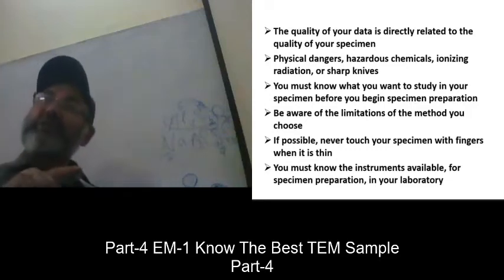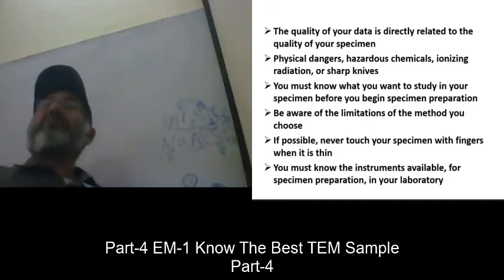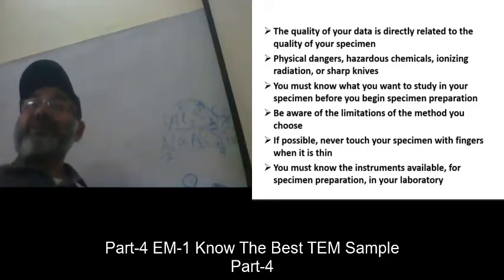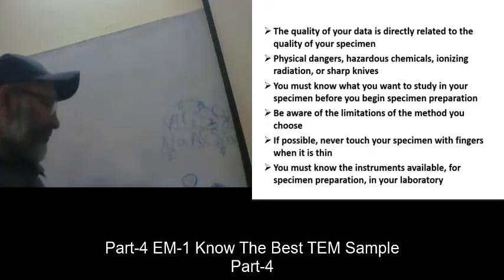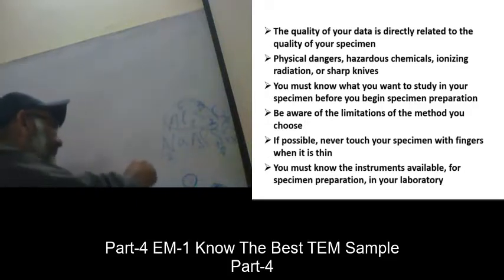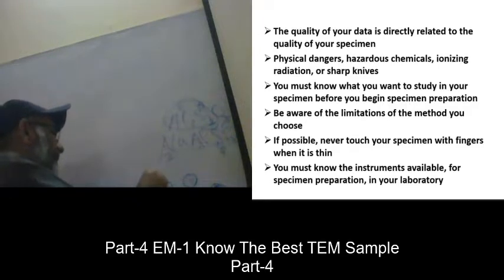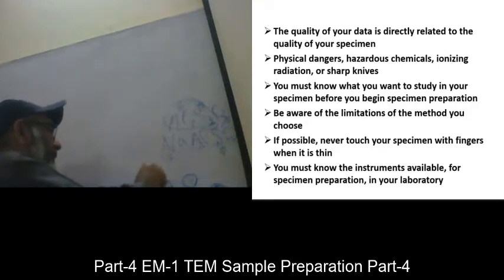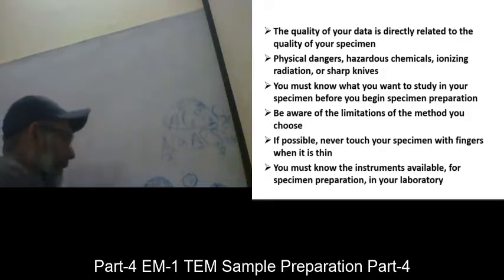You thin down the sample, but at the same time, you don't break the sample. The other way, the third way, is that you get a copper grid like this. This whole material is copper, and it is like this, which I showed you the last time.